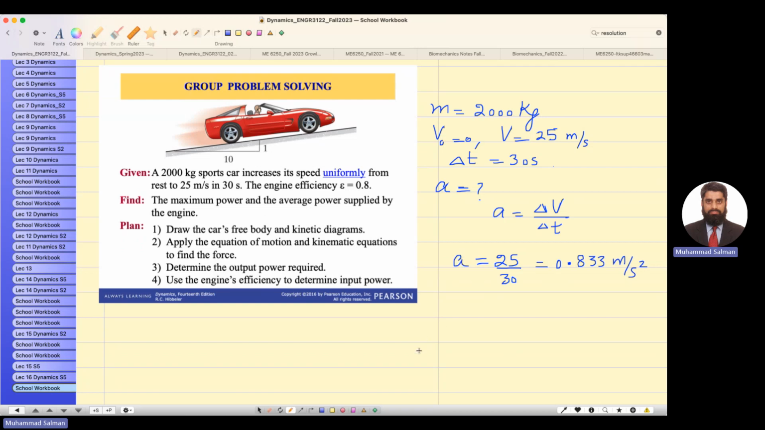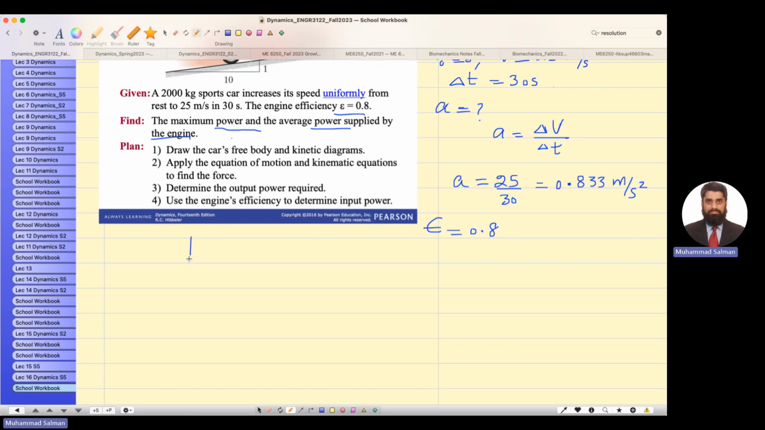Acceleration is always important. So keep an eye out, like when efficiency is given or provided, it means we have to find either the initial power or the input power to the engine. So it is asking you to find the maximum power and the average power supplied by the engine. The supplied power, I would take my words back, the engine power is the output power of the engine.